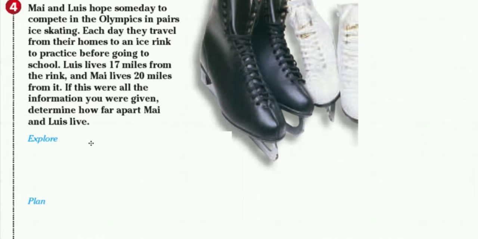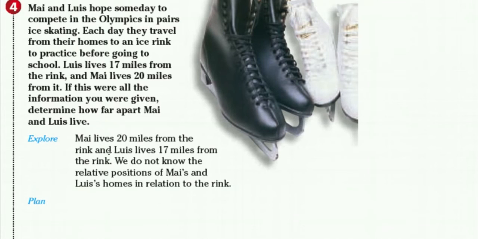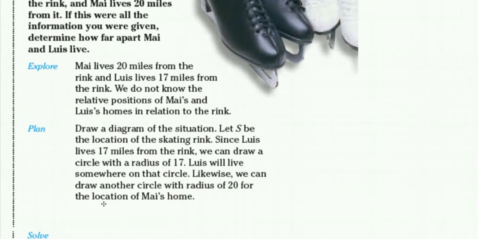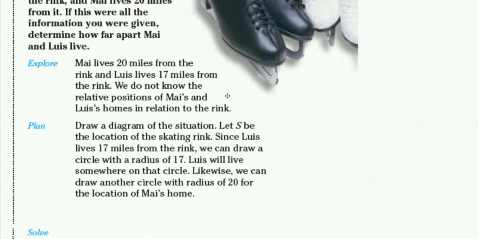Okay, so we have information that we need to find out, and that's how far apart they live, but they didn't tell us in what direction they live in. So let's do this. Maya lives 20 miles from the rink and Luis lives 17 miles from the rink. We do not know the relative position of Maya's and Luis's homes in relation to the rink. Our plan is to draw a diagram of the situation. So let S be the location of the skating rink.